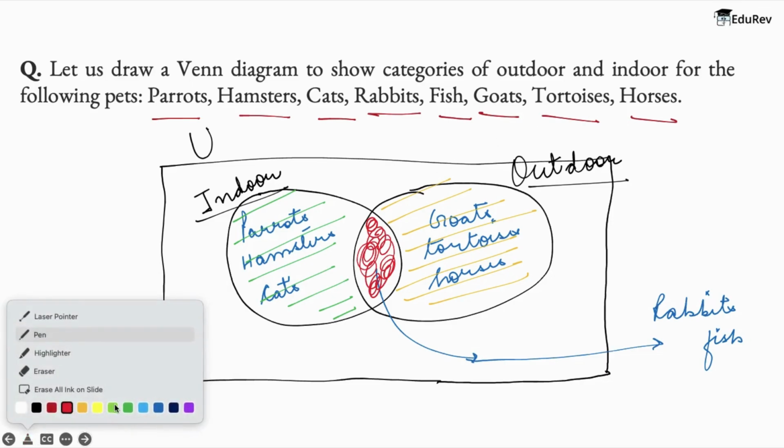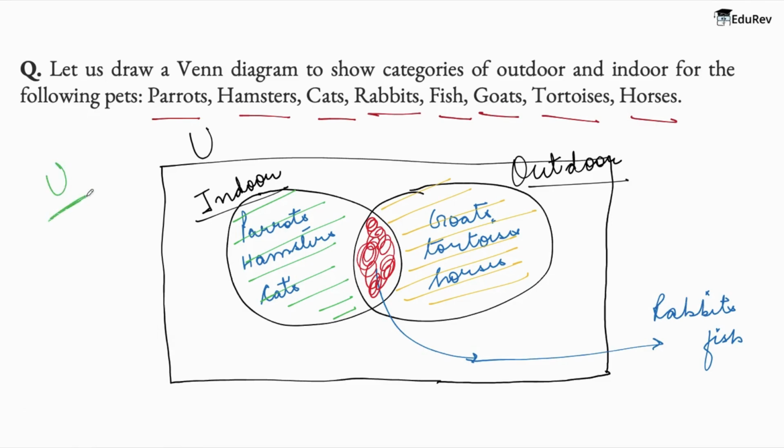Now, if I want to take union of the set, the union of the set is going to be a set which contains all the animals, that is your parrots, your hamsters, your cat, your rabbits, your fish, your goats, your tortoise, your horses, everything. If I want to take intersection of these two sets, the intersection will contain your rabbits and your fish, right? Now, if I want to take, suppose, complement of your indoor animals, the complement of your indoor animals will be the ones that are present in your outdoor, that is your goats, tortoise and horses. Similarly, the complement of your outdoor will be the ones that are present only in indoor, that is parrot, hamsters and cats.